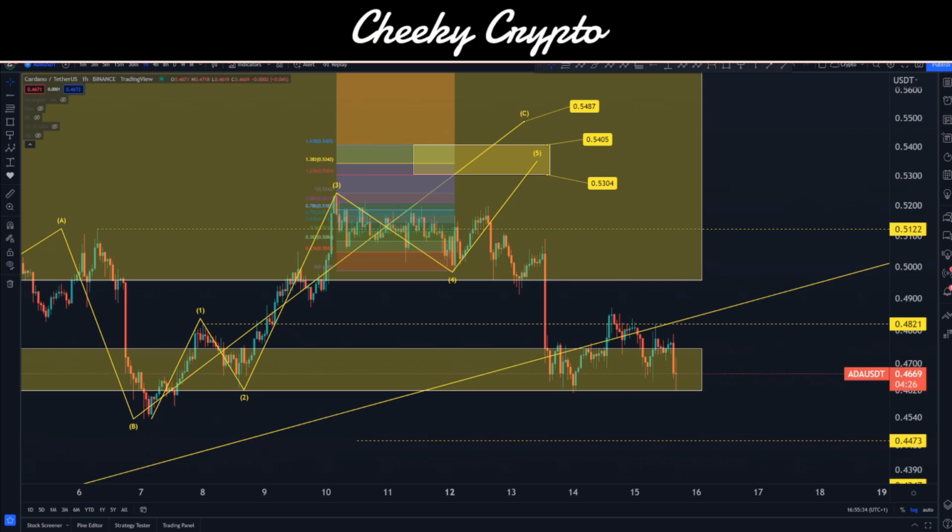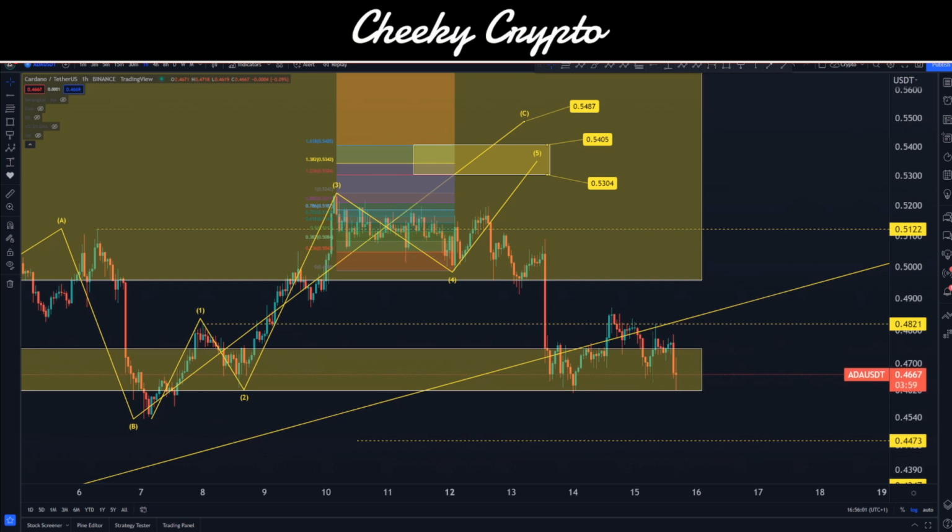Okay, let's get into this then. So here we have Cardano's ADA paired up with USDT on the hourly chart, Binance is the data source. Following on from the last video I did, we were talking about a potential move up into a final fifth wave high. This was between 53.04 and 54.05. Obviously, that did not play out. We saw a complete breakdown of the space, and we can kind of see what's gone on since.